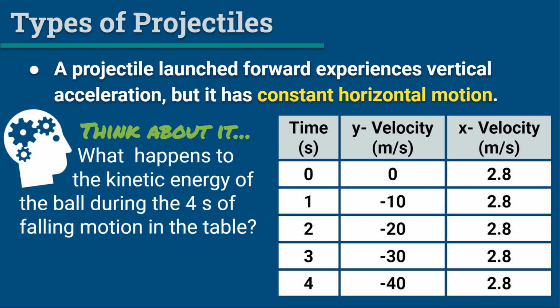All right, what about this question? What happens to the kinetic energy of the ball during the 4 seconds of falling motion? Gets greater. Yeah, it gets greater. While the horizontal velocity is not changing, the vertical is. So the resultant, if we were to add them together, would be changing, and it would be getting faster and faster as it falls, which we already know because we can see that with our y velocity.